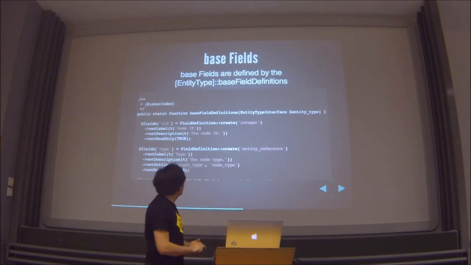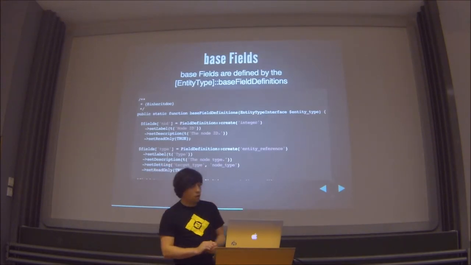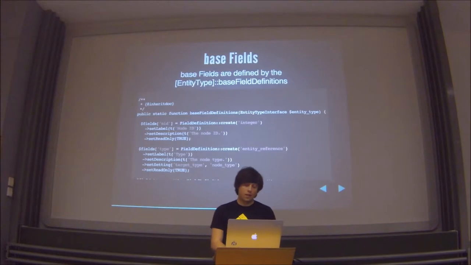The base field definition is defined, or base fields are defined in the entity class itself. So we have a base field definition. It's a static method in the entity class. And this is a base field definition, or a part of the base field definition from nodes. And you see we have field array, and now we register a node field, and we create an integer field. And we give this property or field a label and a description.